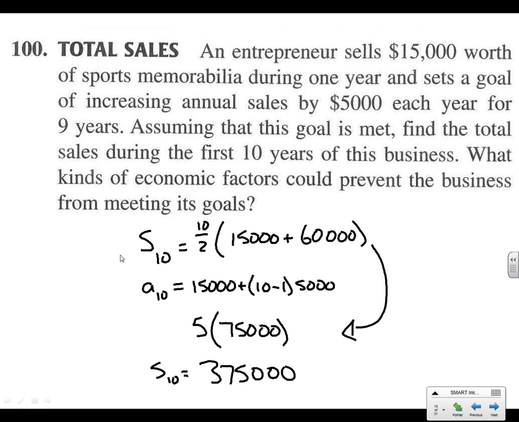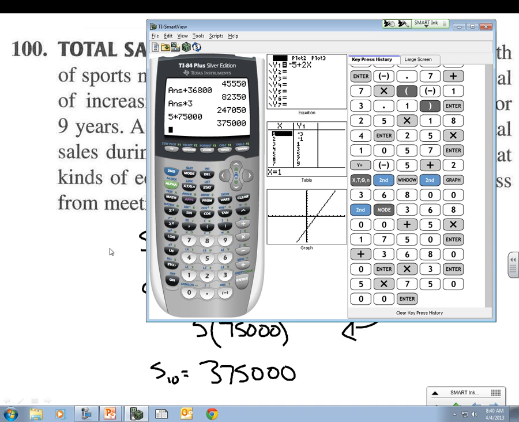And of course, there's many economic factors that could prevent this business from meeting its goals. Everything from a shrinking annual economy or to just a shift in the general trend of people buying sports memorabilia. Maybe you have a low year for sports one year and people don't want to buy it. Lots of different things could factor in there.